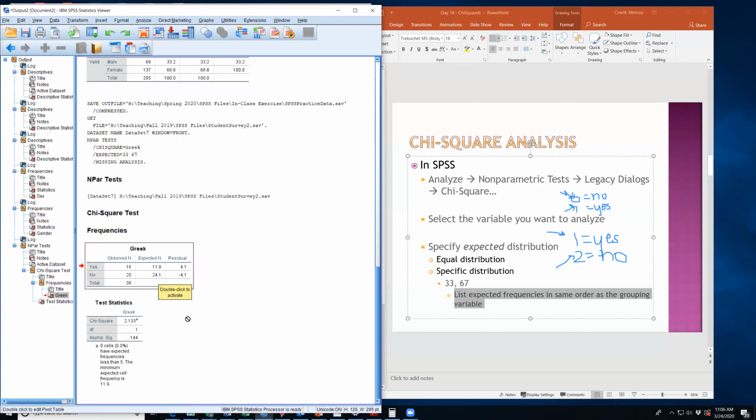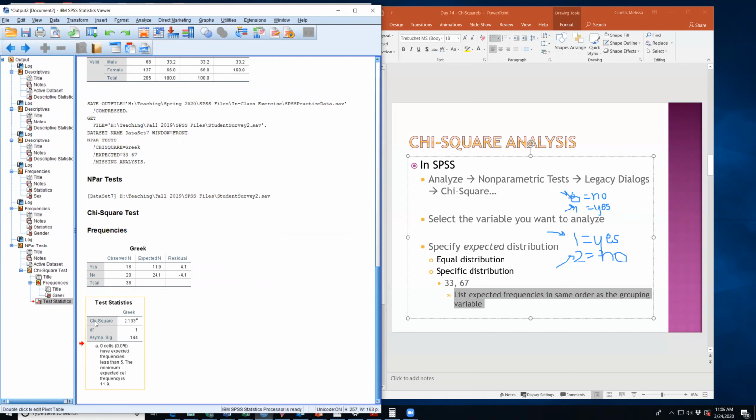That's just like in the M&Ms example, where you took your total sample size of M&Ms and multiplied it by the expected percentages to get your row of expected counts in that table. Then it does all of that other math behind the scenes, and it spits out in this table down here your chi-square statistic. Our chi-square statistic is 2.133. Here are our degrees of freedom. Remember, degrees of freedom are equal to number of response options minus 1, so we have 1 degree of freedom here.